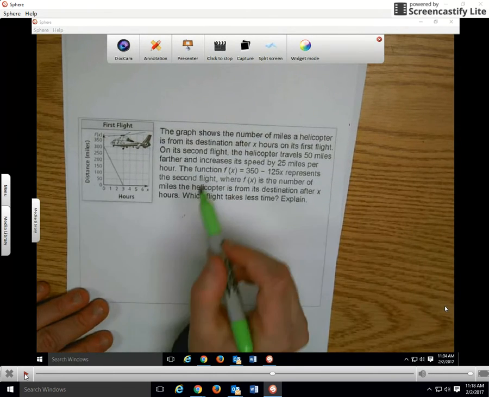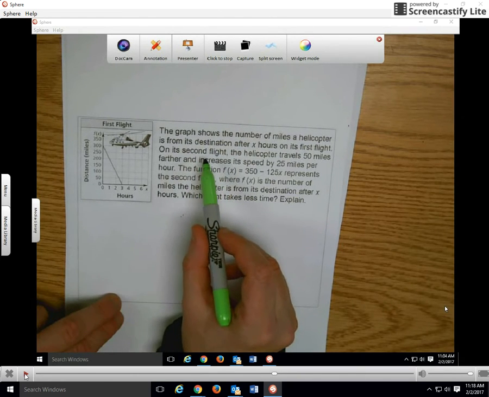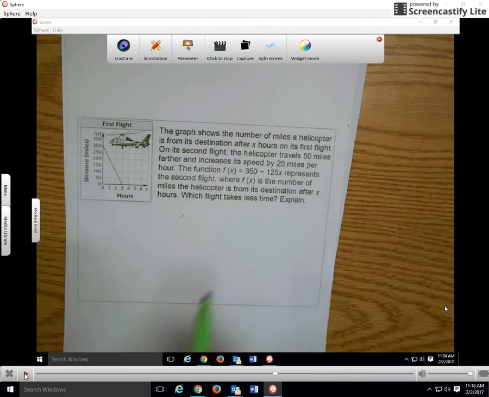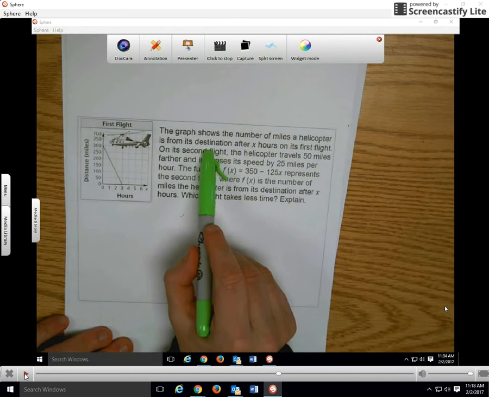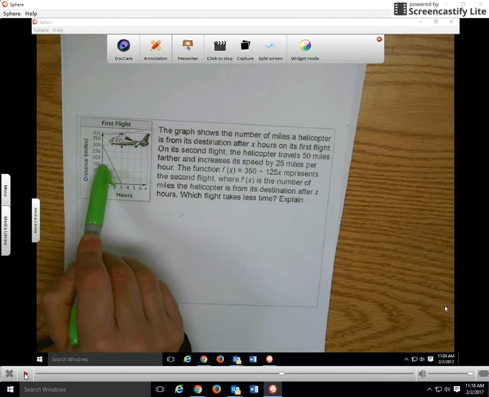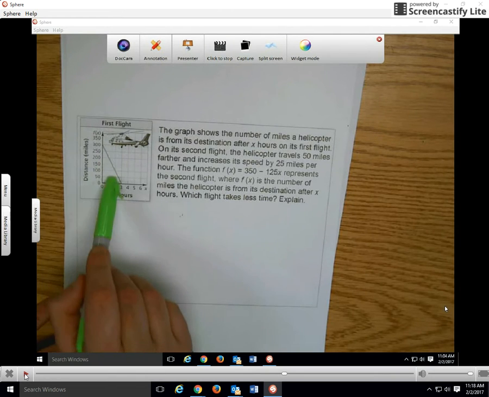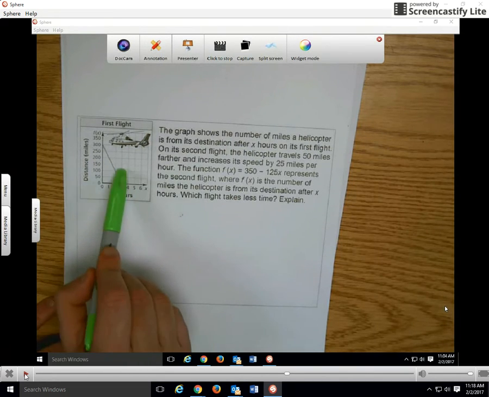Last question is, this graph shows the number of miles a helicopter is from its destination after x hours on its first flight. So notice what we're looking at. We're looking at the number of miles a helicopter is from its destination. So there's a place it starts, and then it leaves that place. And the f of x is the distance in miles that it went. And this is the hours it took to go those distances. So in 3 hours, it has gone 300 miles.